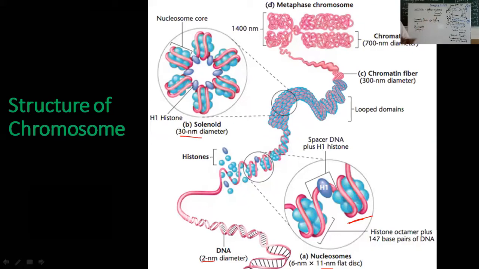Oh, I think I made a mistake. This is a 30 nanometer diameter, not 300. As I said earlier, it is 30 nanometers, and the chromatin fiber that is formed upon further coiling is going to be 300 nanometers in diameter. And as we go from there, further coiling forms the chromatid, and the chromatid has a 700 nanometer diameter. And when we talk about the entire chromosome, there you have a diameter of around 1400 nanometers, because typically we have two chromatids in a single chromosome, the sister chromatids.